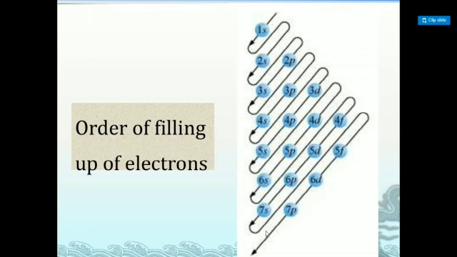Therefore, the electron enters first in 4s, then after that 3d, and after 3d the electron enters in 4p. Although 3d and 4p have the same (n plus l) value, the n value of 3d, which is 3, is less. That's why the electron enters 3d first, then 4p.